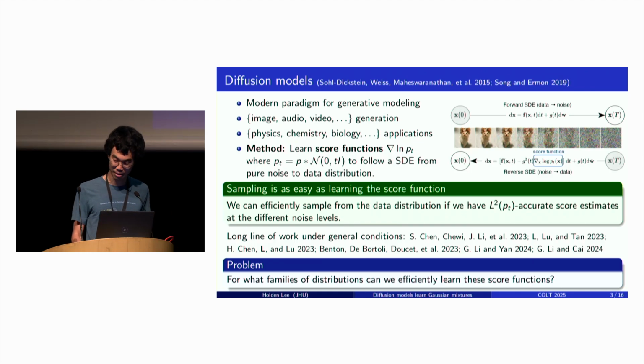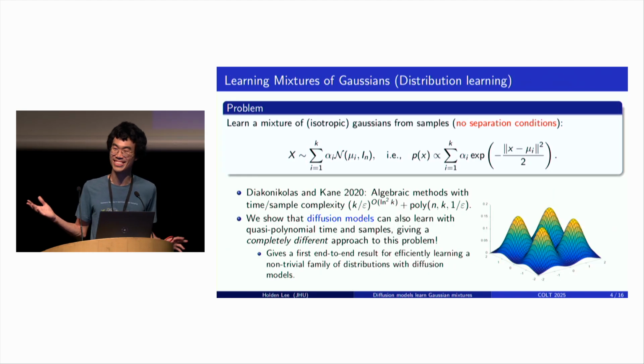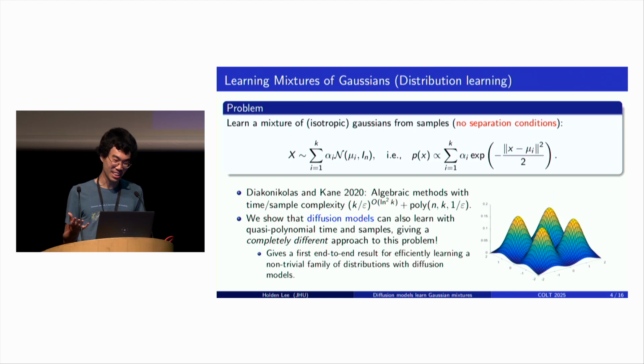So what is a good family to look at? Mixtures of Gaussians. In this work, I'll consider isotropic mixtures of isotropic Gaussians, so unknown mixing weights and means, but all these Gaussians have identity covariance. Importantly, I'm doing distribution learning rather than parameter learning. In this way, I don't require any separation conditions between the means.